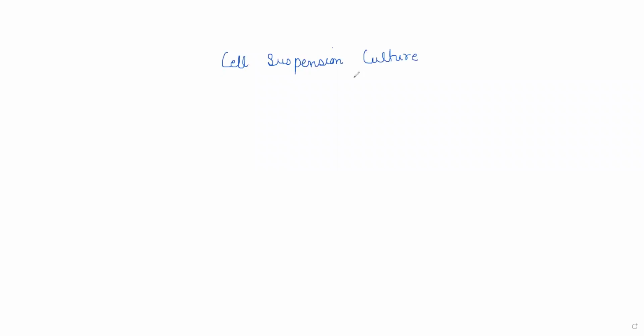Cell suspension culture. The tissues and the cell culture are cultured in an agitated fluid medium. So it will produce a suspension of single cells and cell clumps. There are cell clumps of few to many cells. So this is called a suspension culture. What is suspension culture? I'll just write over here.